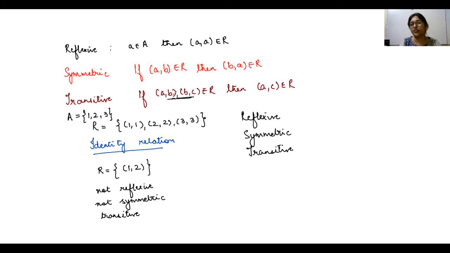So be careful with this thing, that if (a, b) and (b, c) both are there, then only we are interested in getting (a, c). Otherwise, it automatically becomes transitive. So this is the concept of reflexive, symmetric, transitive, and a relation which is all three is called an equivalence relation.